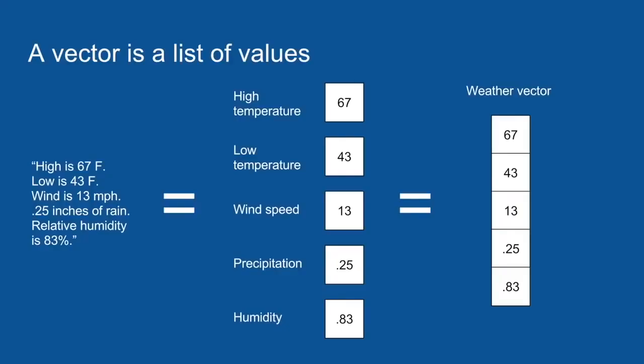So at this point, it's helpful to take a little detour and talk about vectors. A vector is just a fancy word for a list of numbers. If I wanted to describe the weather to you for a given day, I could say the high is 76 degrees Fahrenheit, the low is 43, the wind's 13 miles an hour, there's going to be a 1/4 inch of rain, and the relative humidity is 83%. That's all a vector is.